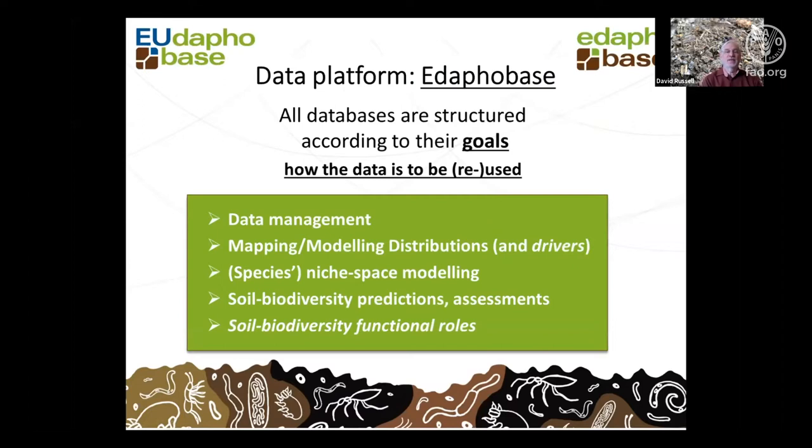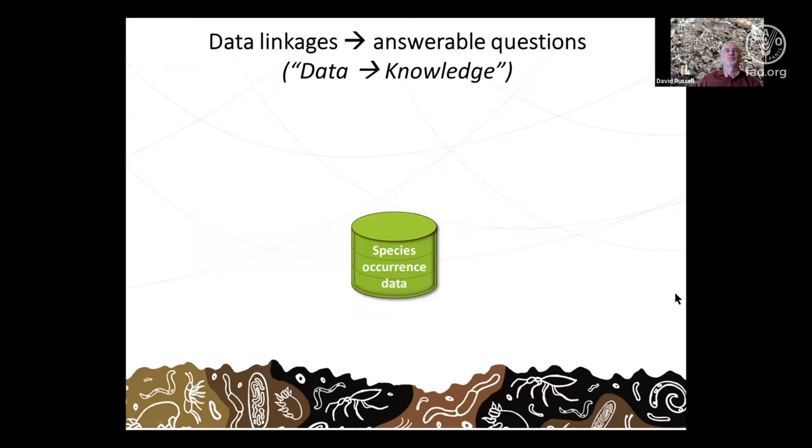This is using a data platform called Edaphobase, which was started in Germany with many German partners a few years ago. And all databases are structured according to their goals, specifically how the data in this database is to be reused. And so the goals of the consortium are, of course, data management for research as well as monitoring programs, to use this data to map current distributions or to model and predict probable or future distributions, but also to look at specific taxa, their ecological correlates, their niche space, and to use all of this for soil biodiversity assessments as well as predictions.